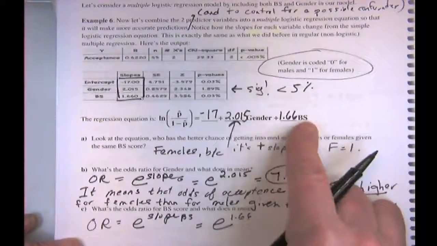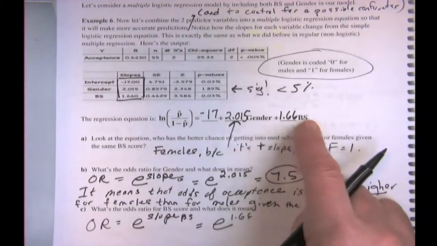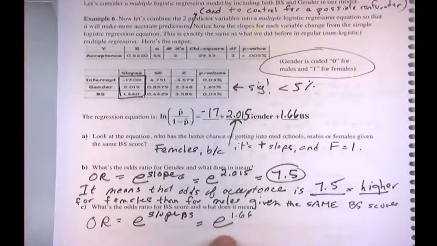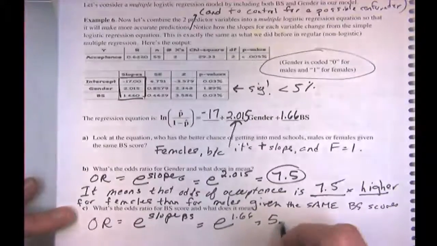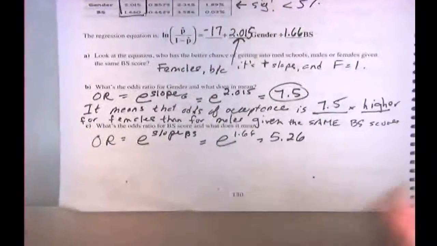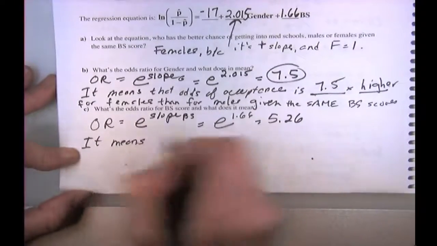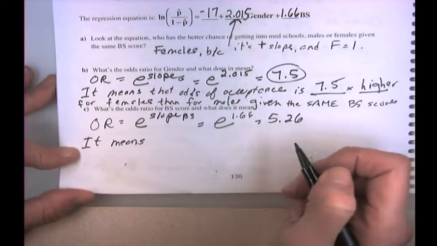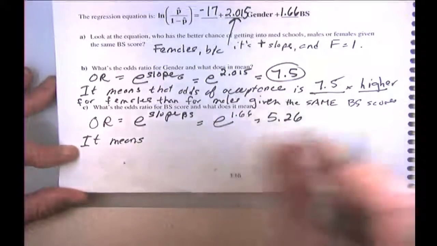Well, as you go 1 point higher in your biological scores, your odds of getting into medical school increase by that amount. It's not quite as strong an effect, but it's 5.26. So we can do the same thing. Just so you get used to these odds ratios, it's confusing sometimes. Log odds, I just want you to get a feel for what it means.